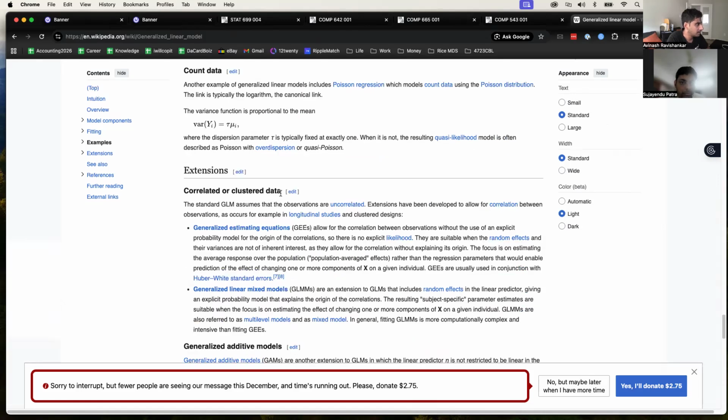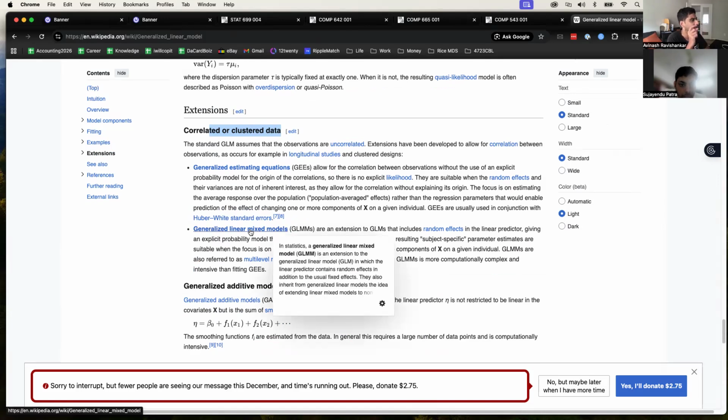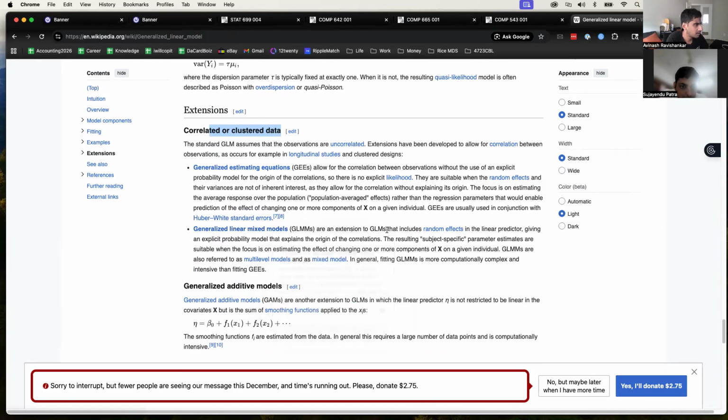Okay, some cluster data. Okay, generalized linear models. Sorry, I'm blanking again. What is the difference between generalized linear models and generalized linear mixed models? What is a mixed model? I don't remember this one. This is a further extension on that, where you have random effects in the linear predictor.